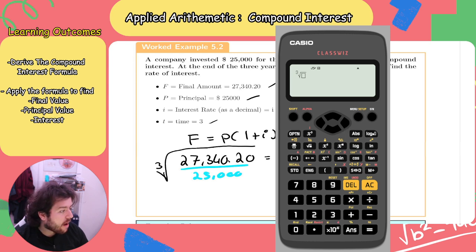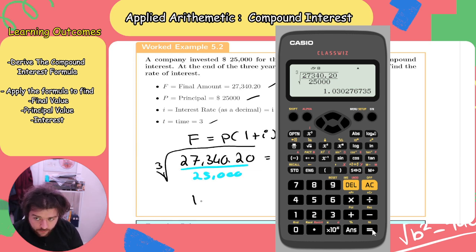And then in my bracket, I'm going to put the €27,340.20 all over 25,000. Click equals. So I'm going to have 1.0302, which is equal to, let me get rid of my calculator here.